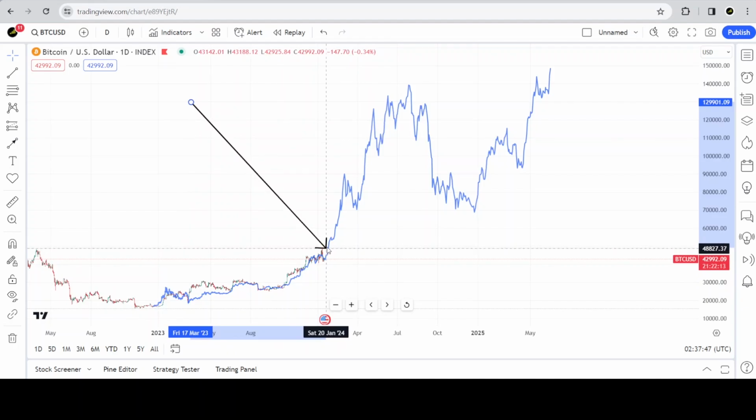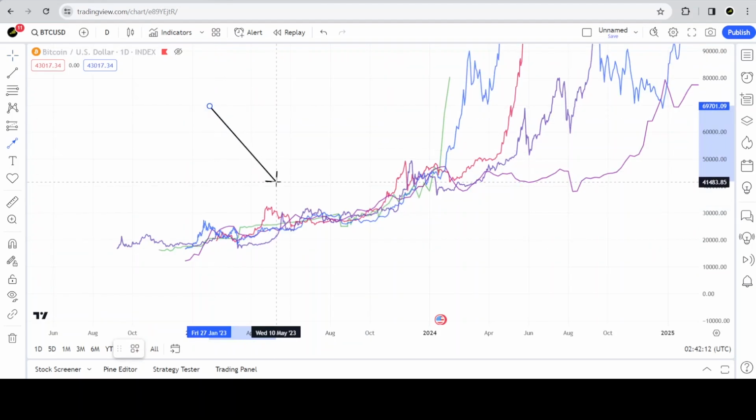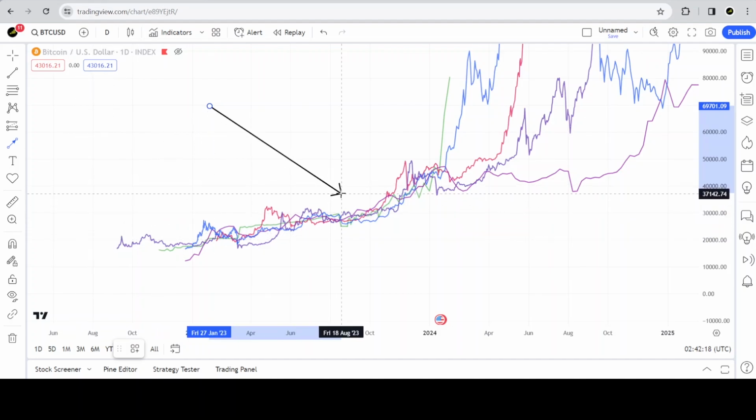As you can see, Price is working through this structure. However, once again, it is not in this part that goes up steep and parabolic. Okay, so what I've done is I removed the actual candles of the chart, and I only have the fractals of the different bull runs that we just examined.